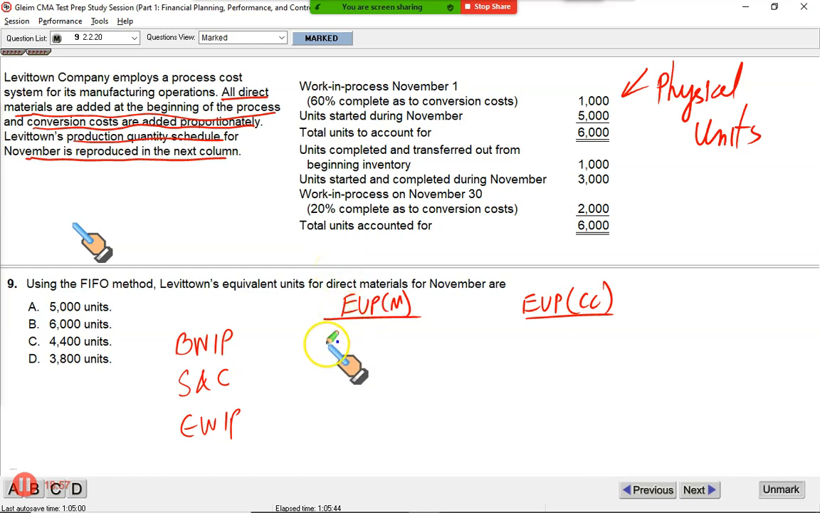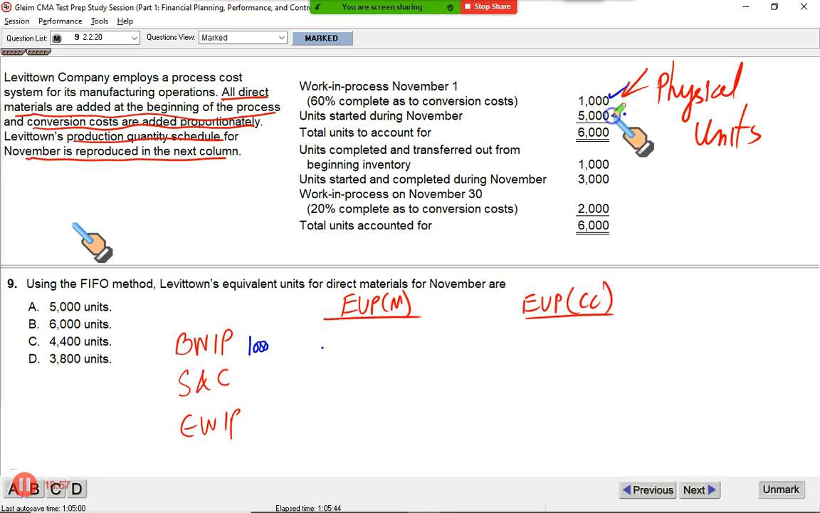So let us write our physical units in blue color here. Our beginning work in process was 1000 units. Put this in blue color. Okay, so this is 1000. That is the beginning work in process given right here. I've used this number. Then during the period, we started work on these 5000 units. Okay, 5000 units we started work on.